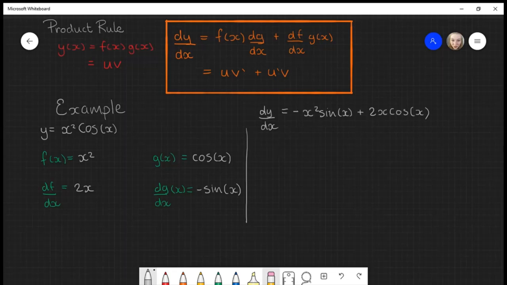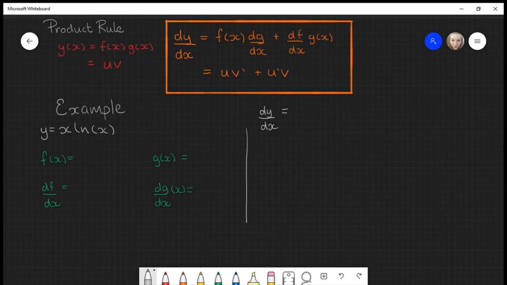Let's do another example. y is x ln x. f(x) here is x, so the derivative of that is 1. And g(x) is ln x, and the derivative of that is 1 over x. Using the formula, f(x) times dg by dx is x over x plus g(x) times df by dx, which is just ln x. And you can simplify that to be 1 plus ln x.